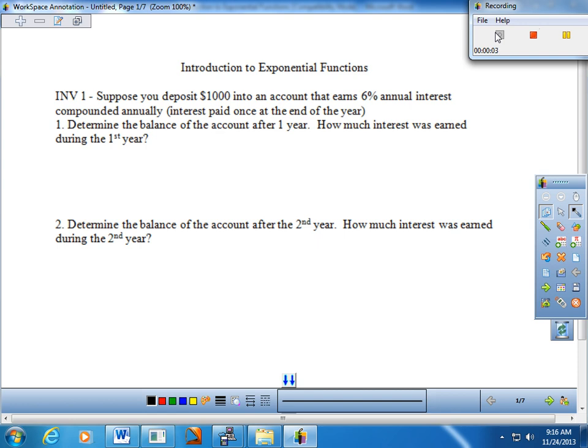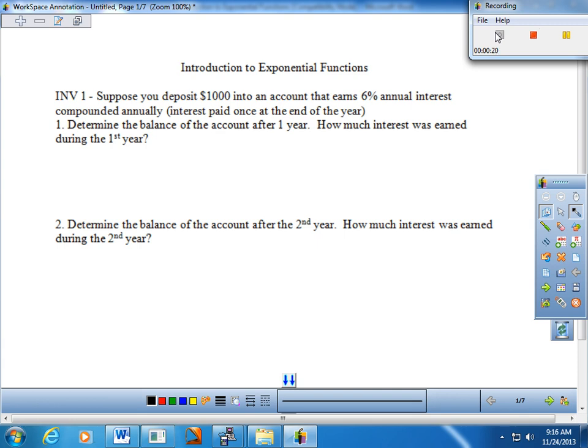Welcome. Today's lesson is entitled Introduction to Exponential Functions. As you see on your notes worksheet, we're going to do a couple investigations to develop our exponential model. They're a little contrived in nature, but they should be sufficient for our purposes. And then we'll do a couple good applications at the end of the lesson.